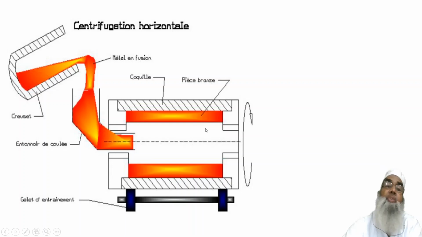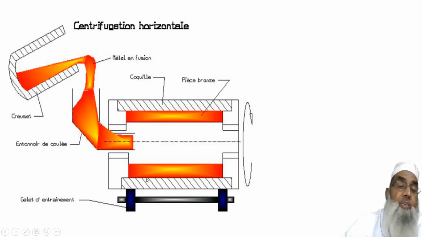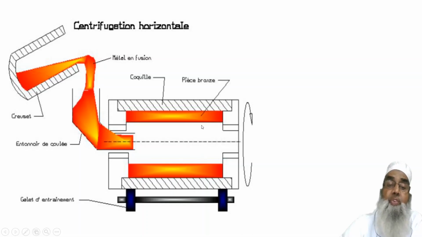Then there comes centrifugal casting. This is a horizontal centrifugal casting. It can be a metallic mold. Initially it is rotated by means of a drive mechanism, and it gains sufficient speed so that centrifugal force causes the molten metal to stick to the wall.